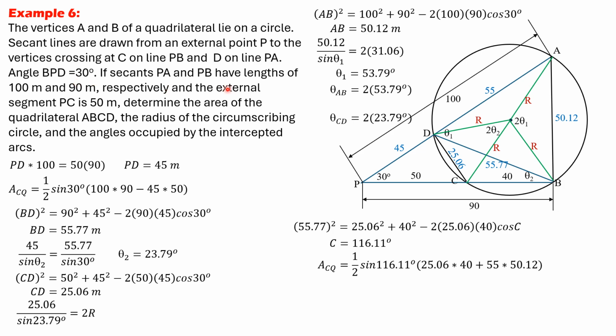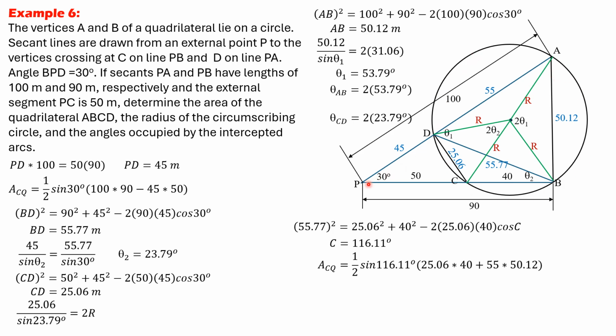If secants PA and PB have lengths of 100 meters and 90 meters respectively, and the external segment PC is 50 meters, determine the area of the quadrilateral ABCD, the radius of the circumscribing circle, and the angles occupied by the intercepted arcs. So let's complete the figure.